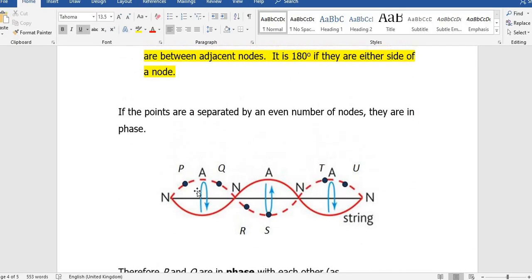Okay, so what that means is, if you take any point from here to here and any point from here to here, when this part moves up, let's say this is a standing wave in a rope, this also moves up at the same time. But when this moves up, if you consider any point from here to here, this point moves down. So what we can say is P and R are antiphase. So is P and S, Q and R, Q and S.